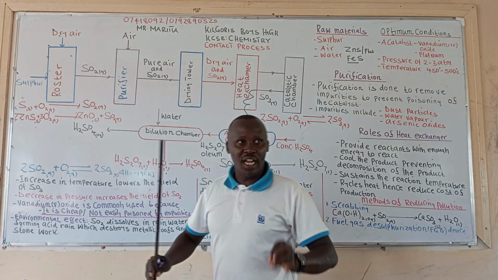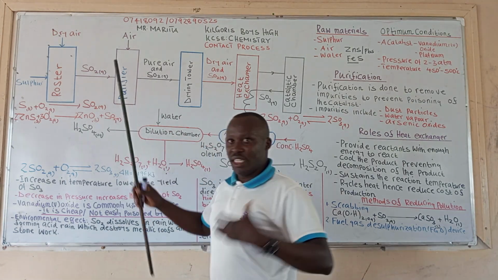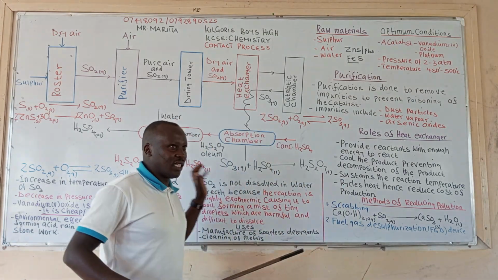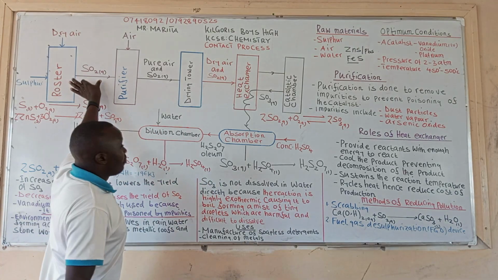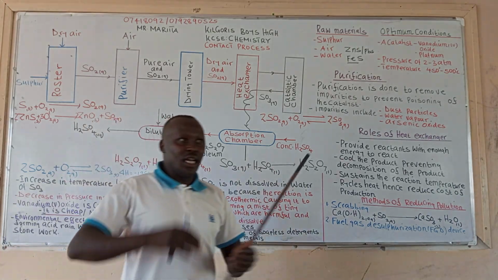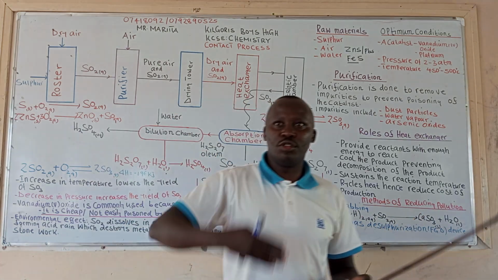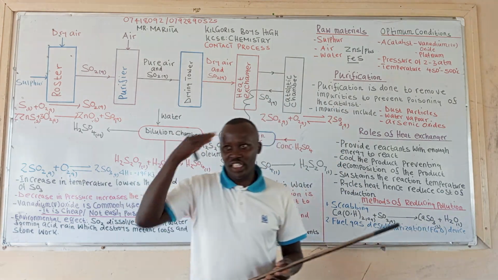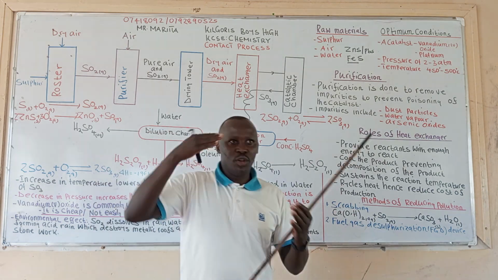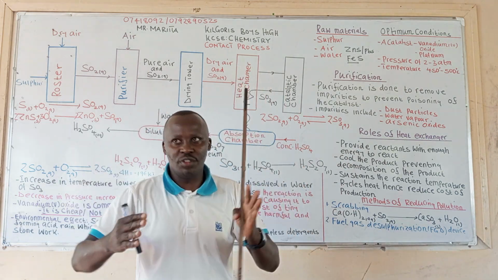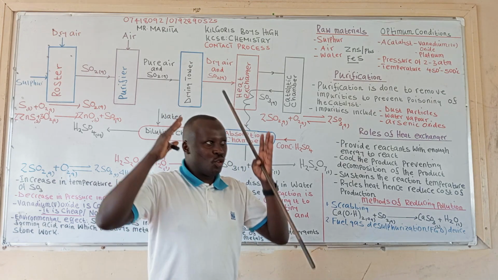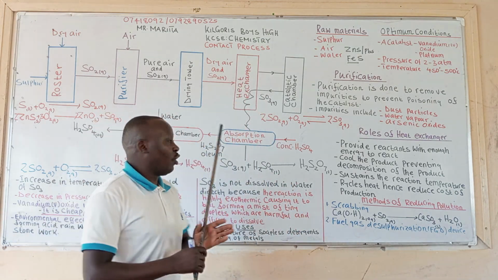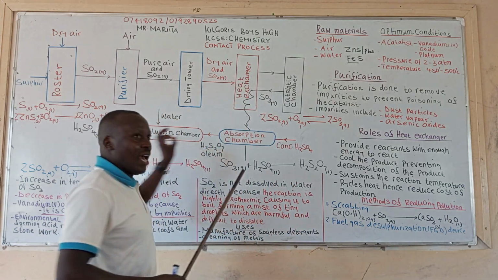After having the roaster, the mixture of air and the sulfur, now we have a product of sulfur(IV) oxide. Sulfur(IV) oxide now is passed through the purification chamber. What is the role of the purification chamber? The role of the purification chamber is just to purify the gases. It is to purify the product of air and sulfur.